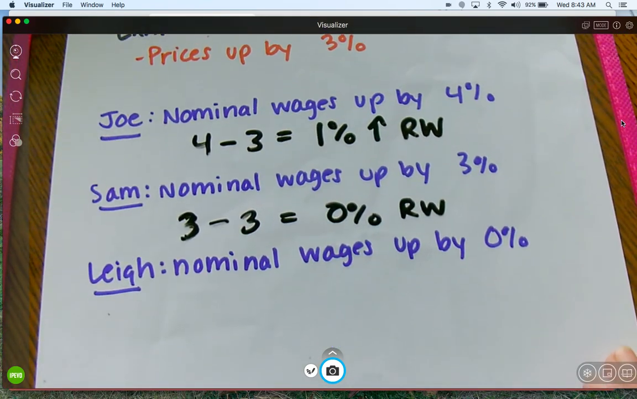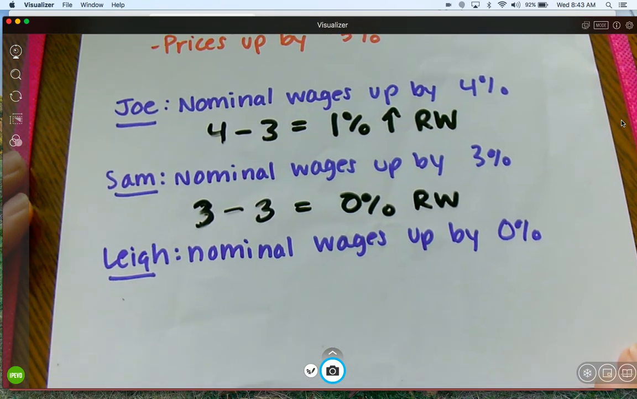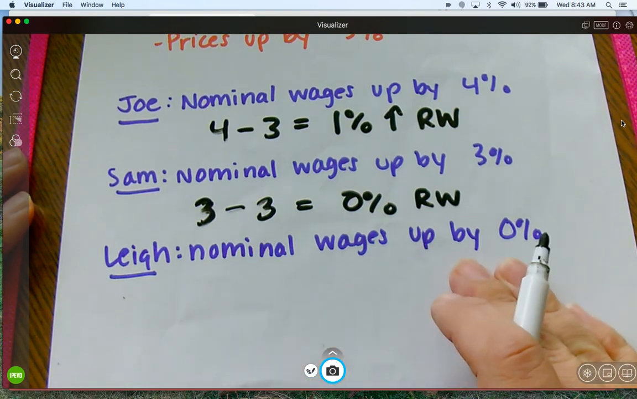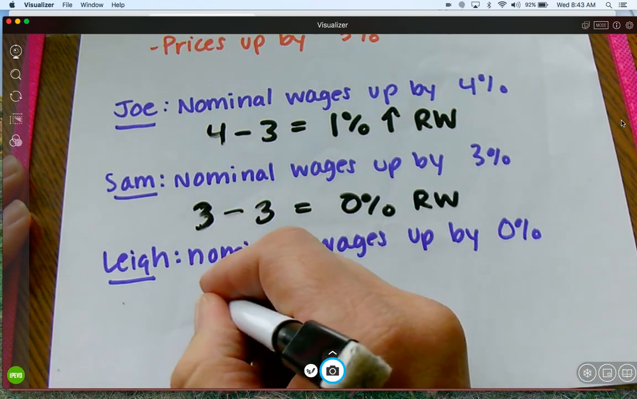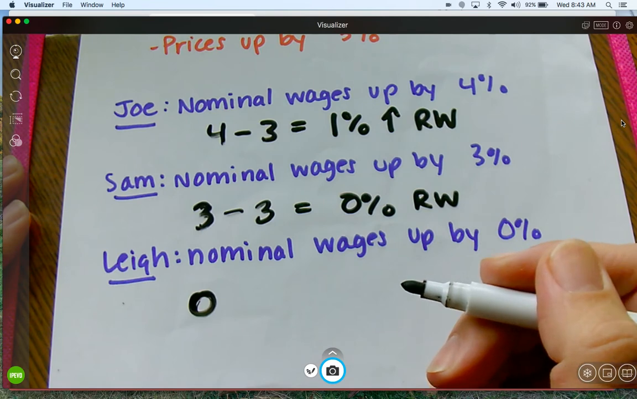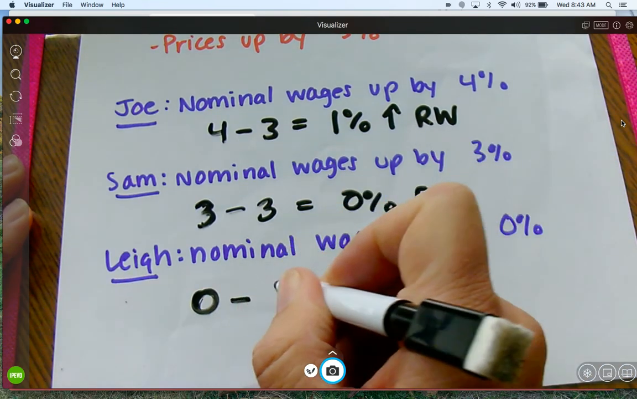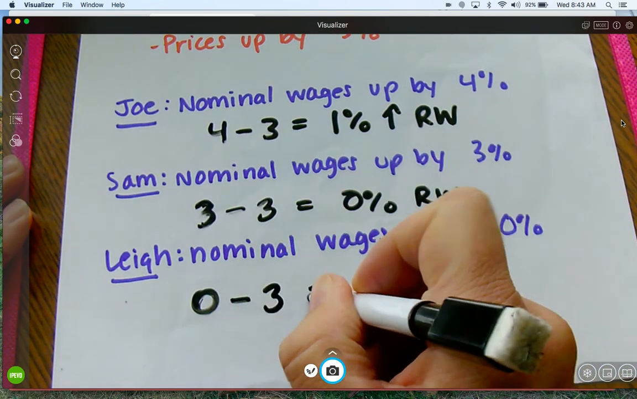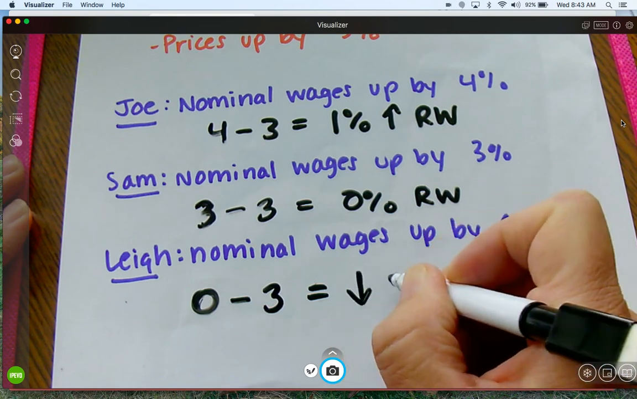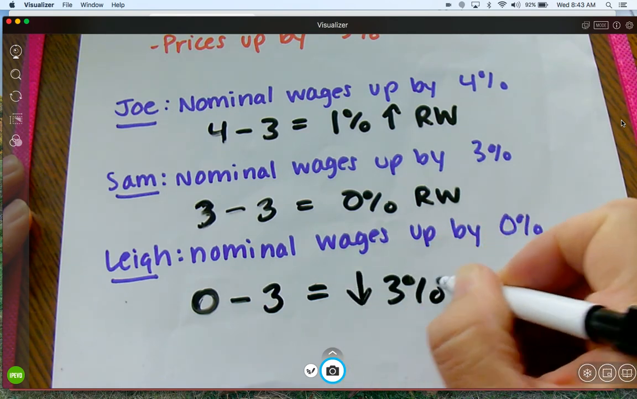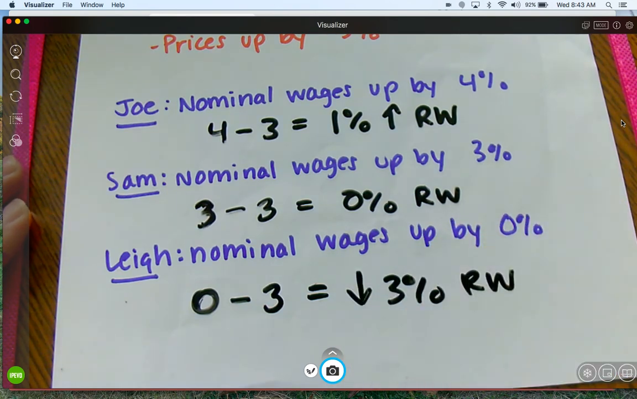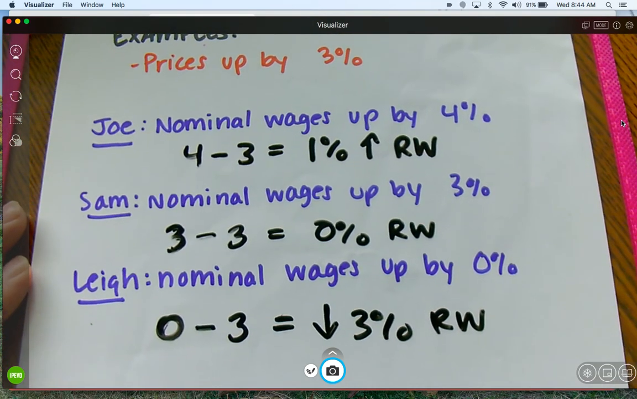Lastly, Lee isn't so lucky at all because Lee's job is not giving any change to the wage. So there's a zero change in the nominal wages minus that change in the price level. And Lee is actually taking a pay cut of 3%. So when we see prices going up and we don't get a wage increase, we don't get a raise, we're actually losing money and we're taking a pay cut if we experience inflation.